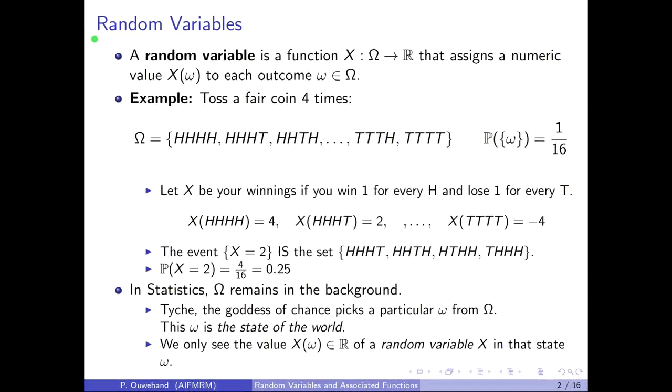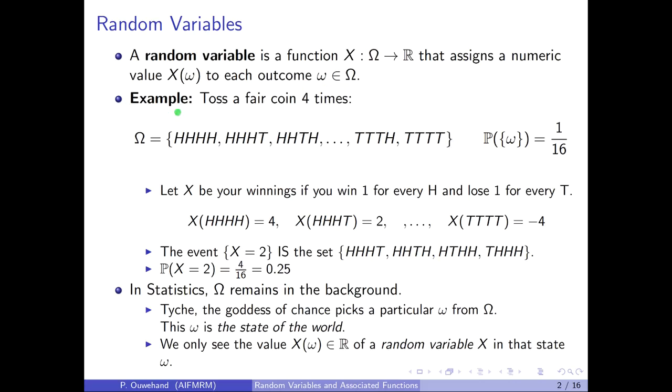Let's first introduce the notion of a random variable. Recall that capital omega here denotes the sample space, i.e. the set of all possible states of the world or all possible outcomes, and that an element of omega is denoted by little omega over here. A random variable is then simply a function capital X which assigns to each member of the sample space omega a real number. In other words, it's a function that assigns a numeric value X of omega to each outcome little omega.